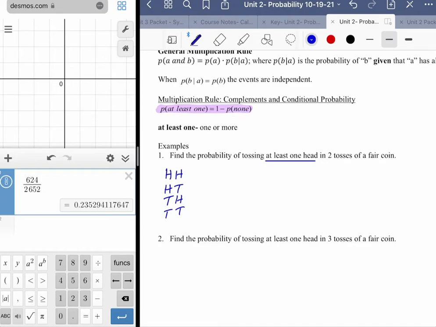All right. So at least 1 heads in any of these possible pairings would happen 3 out of the 4 times.